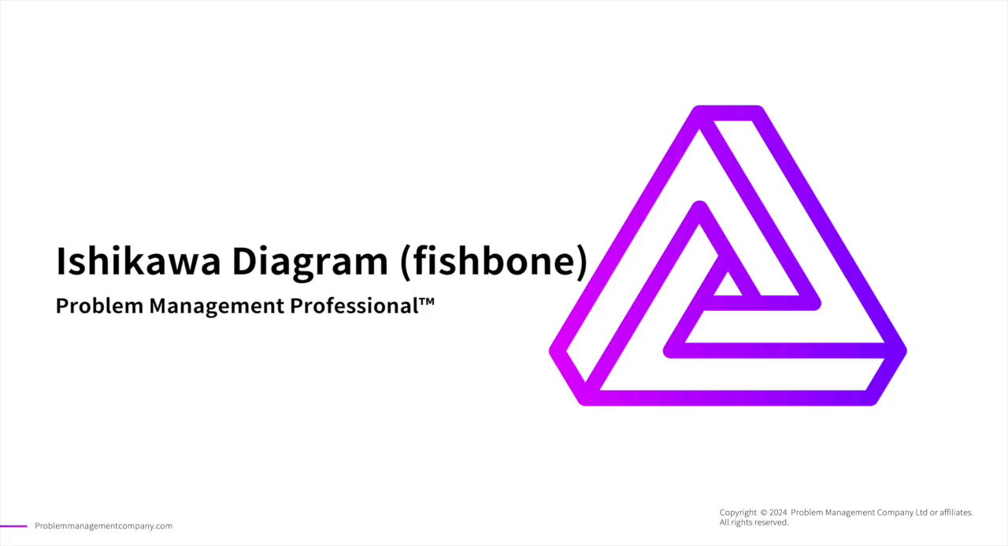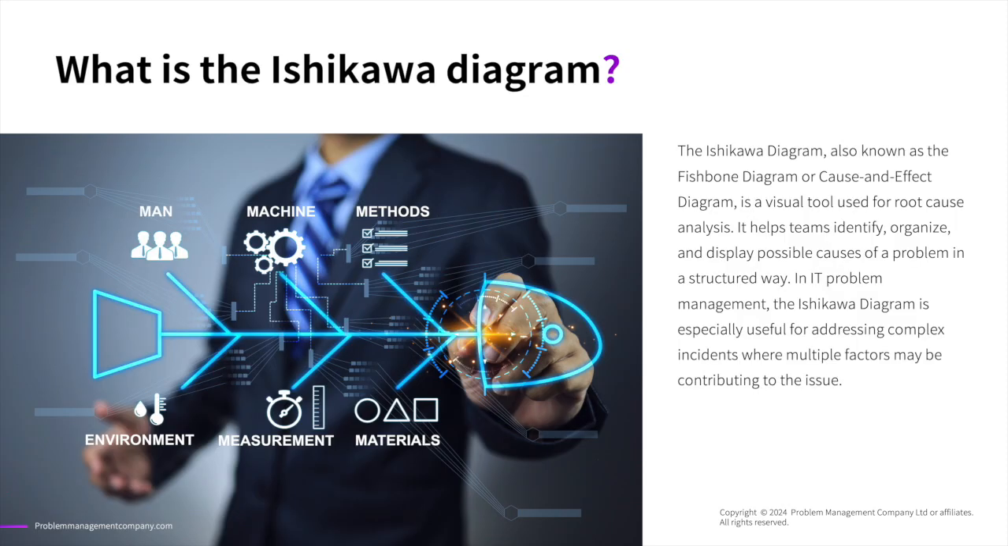Ishikawa diagram, also known as the Fishbone diagram or cause and effect diagram, is a visual tool used for root cause analysis. It helps teams to identify, organise and display possible causes of a problem in a very structured way. In IT problem management, the Ishikawa diagram is especially useful for addressing complex incidents where multiple factors may be contributing to the issue.